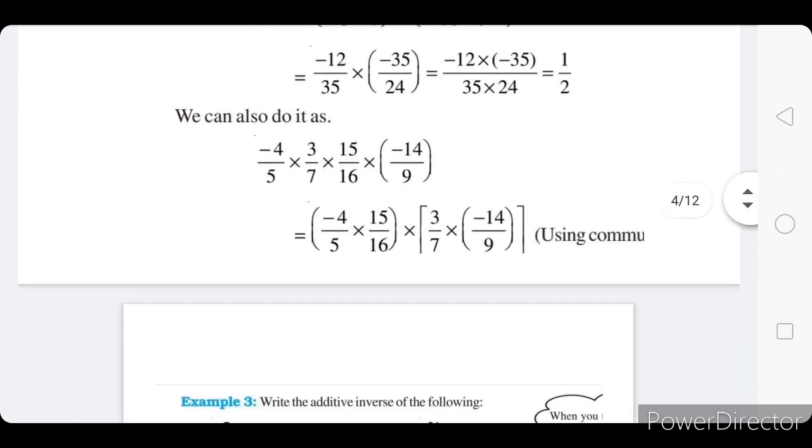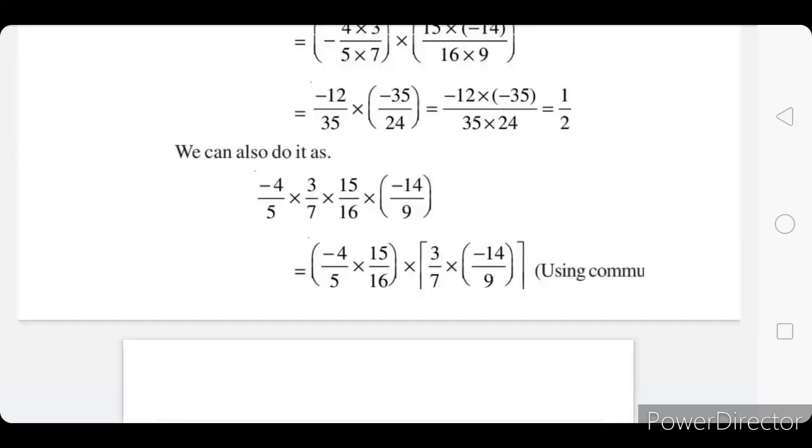This is another method to do this. In this method we can also do it by just using commutative properties, making the parts and then multiplying, and the answer will be again the same.